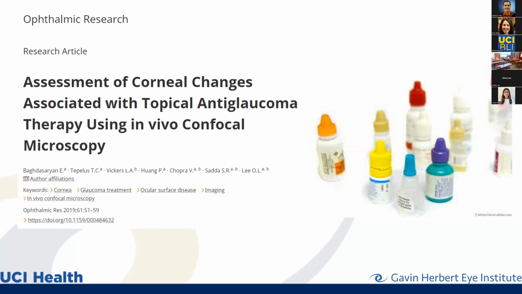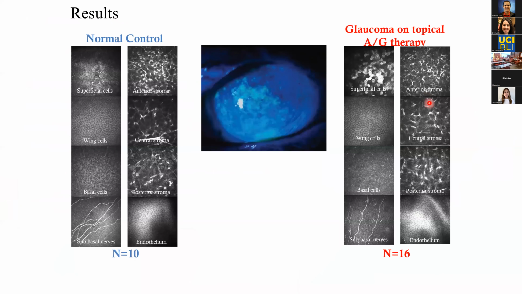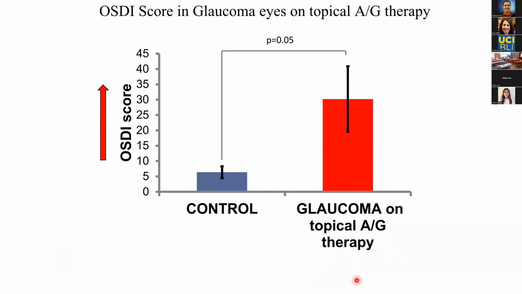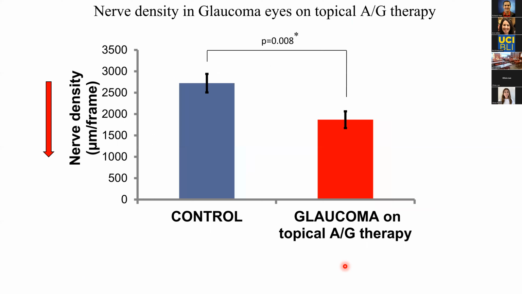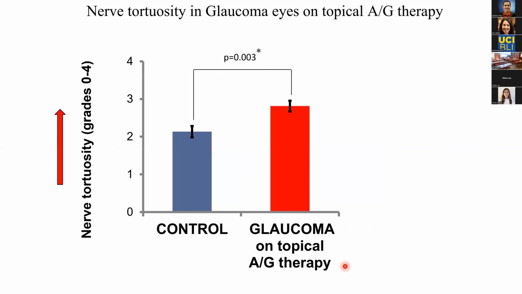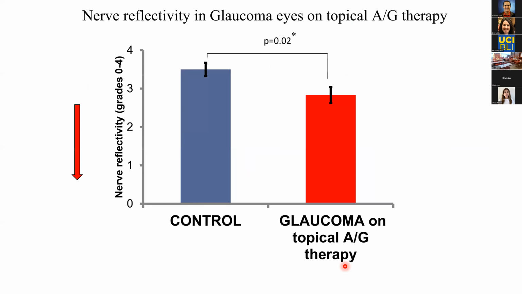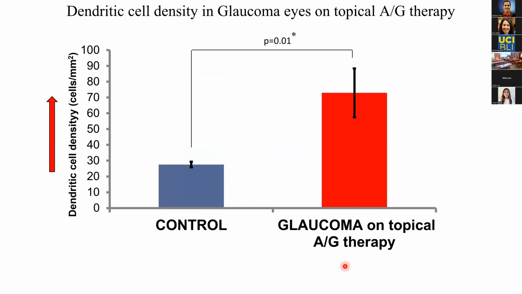That's debatable. But anyway, we looked at those patients compared to controls and very similar findings. So not to bore you, because it's all the same, really, the higher symptoms were correlated with the patients who were on glaucoma drops. And the patients on glaucoma drops had lower epithelial cell density in both the wing layer and the basal layer. They had decreased nerves, they had increased tortuosity, decreased nerve reflectivity, and more dendritic cells. So they had inflammation in their corneas, even though this was assumed to be a drug effect.